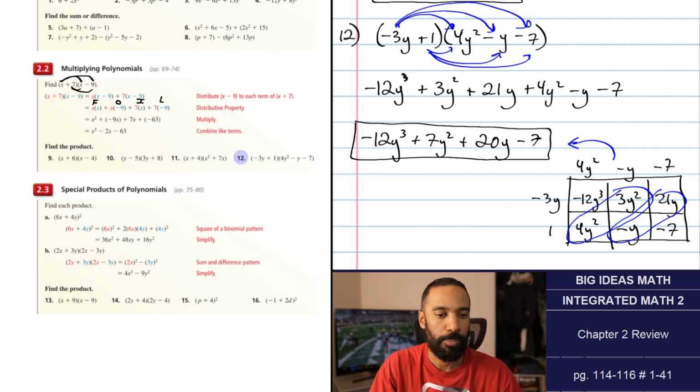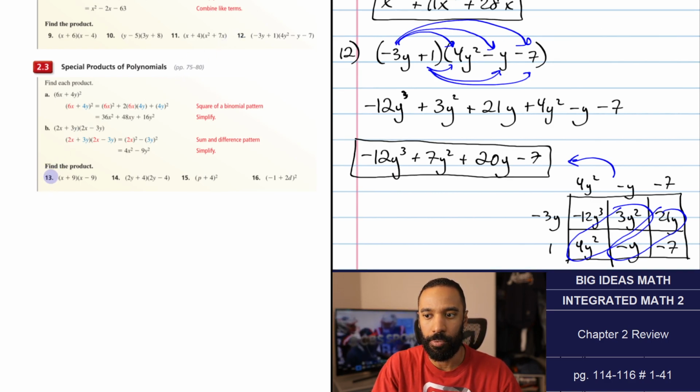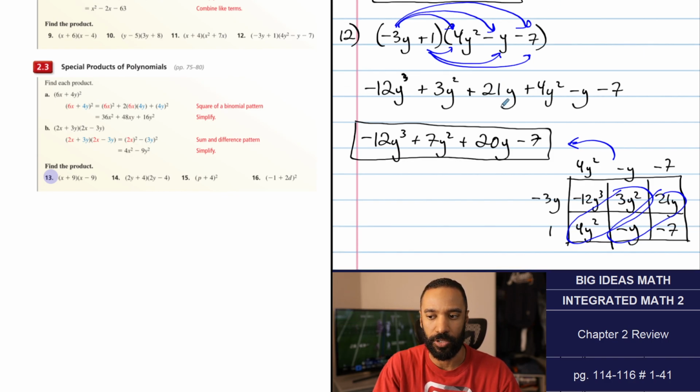All right, that was section 2.2. Now let's move on to section 2.3. And 2.3 is a version of 2.2, but it includes what are called special cases.